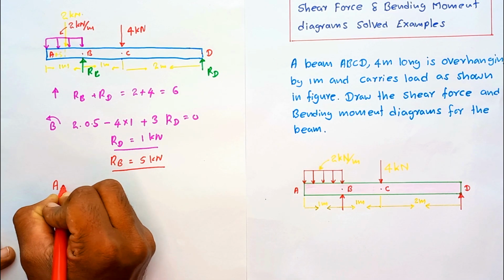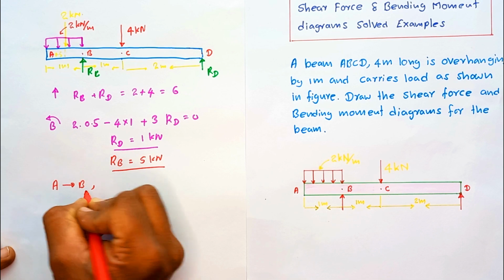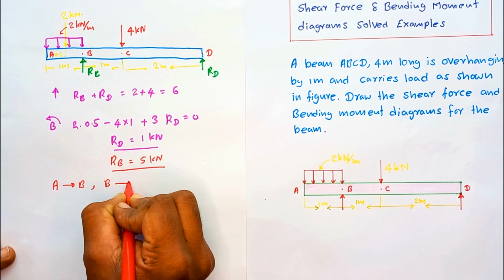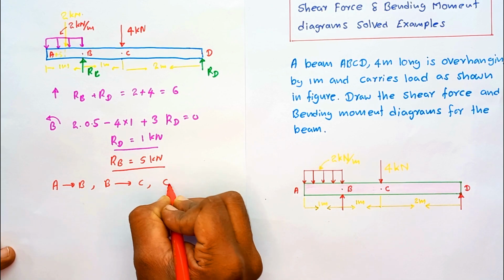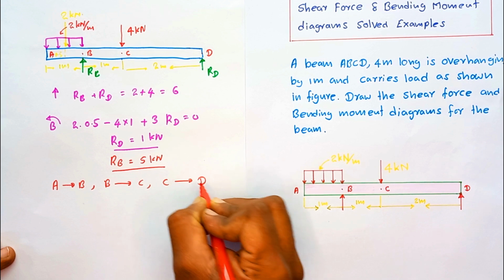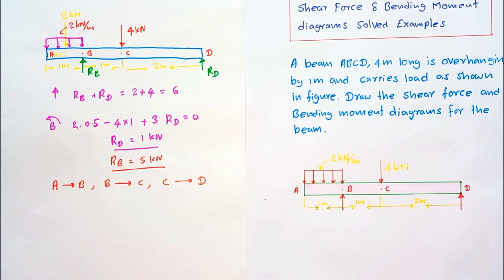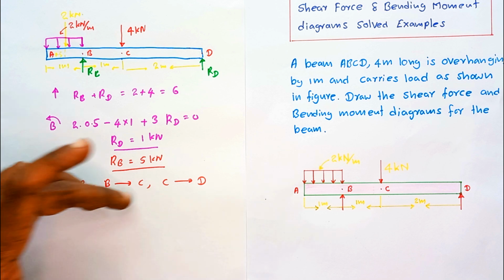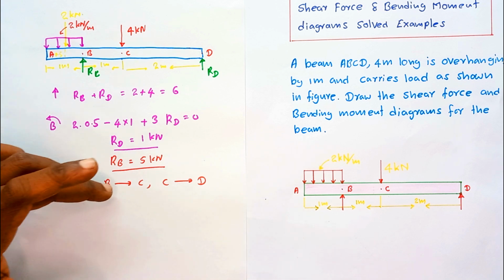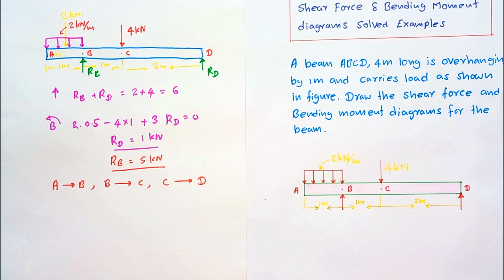A to B region, and B to C region, and C to D region. Then you have to obtain a separate set of equations for shear force and bending moment for each and every segment: A to B region, B to C region and C to D region. Okay, then next let's see how to obtain these equations.